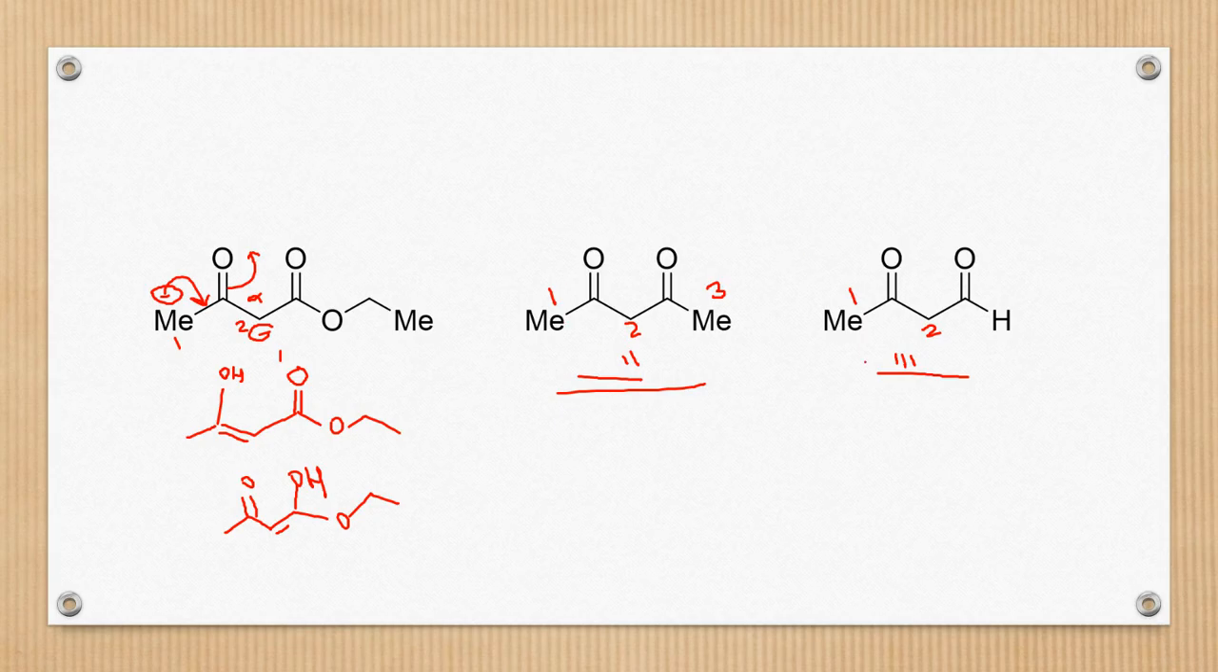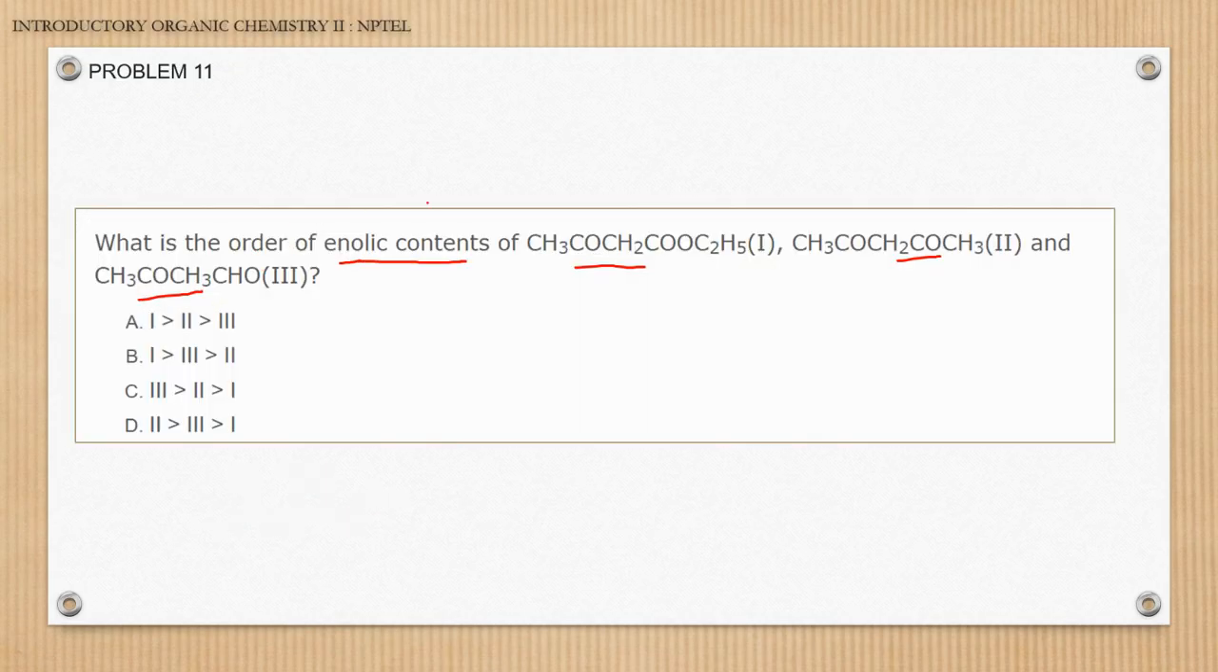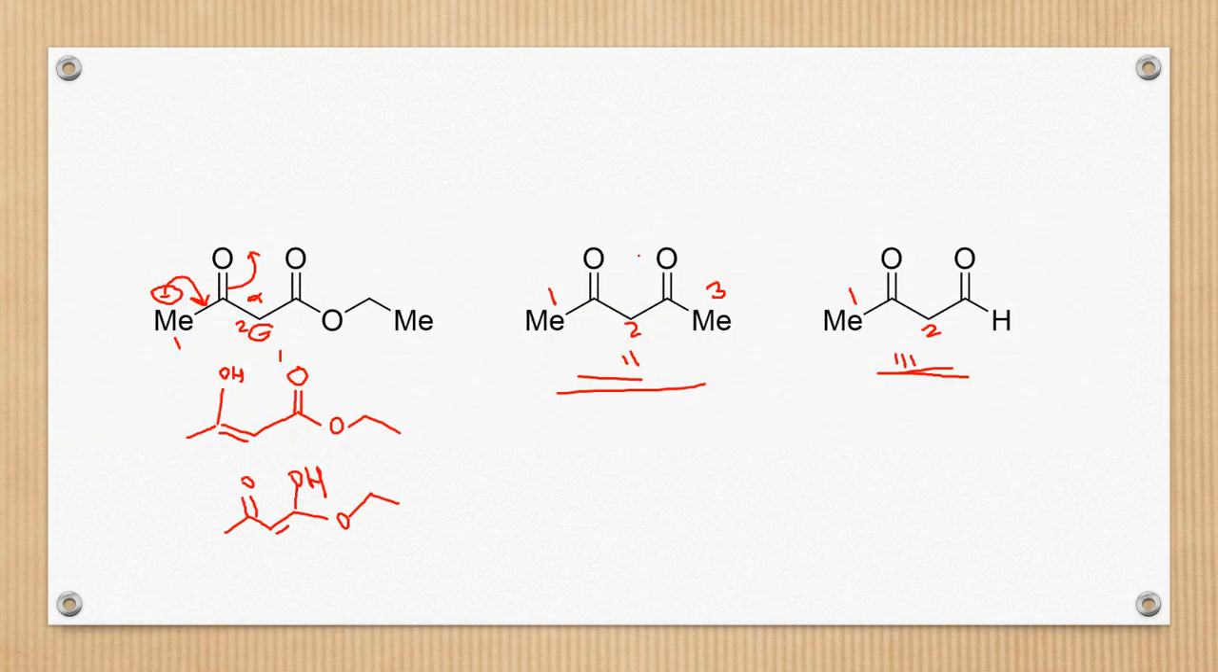So when you compare part 1 and part 3, you will realize when you write the structure that even though they have two alpha hydrogens, the resonance structure for this particular species is higher in number and more stable than this species. So this is how you will find out the enolic content. Here the enolic content will be highest for this diketone, then this particular aldehyde, and then this particular ester. So you will have second as the highest enolic character, then third, and then first.